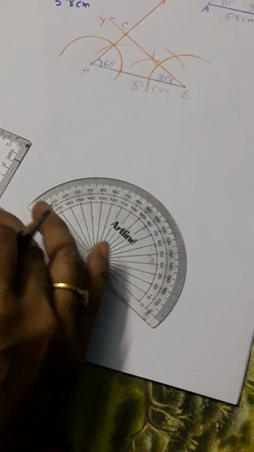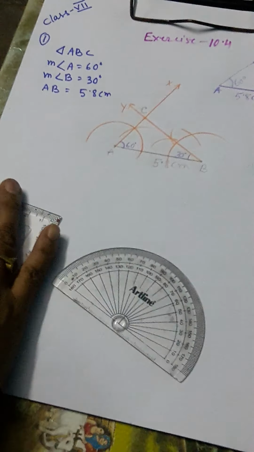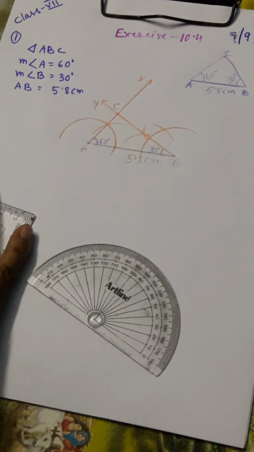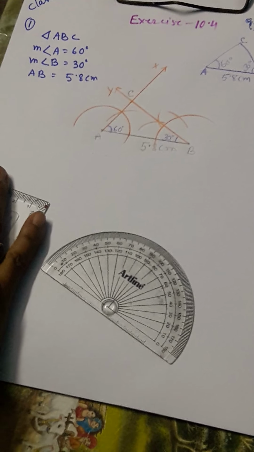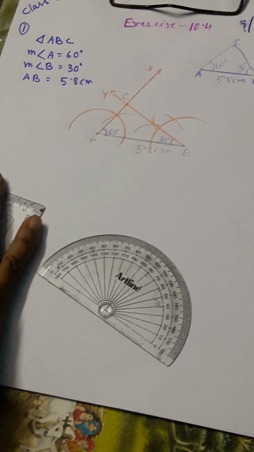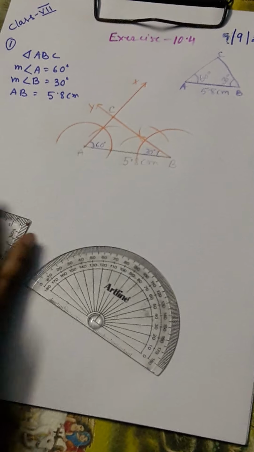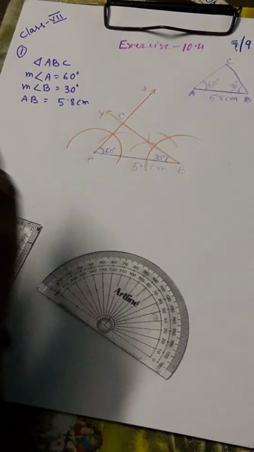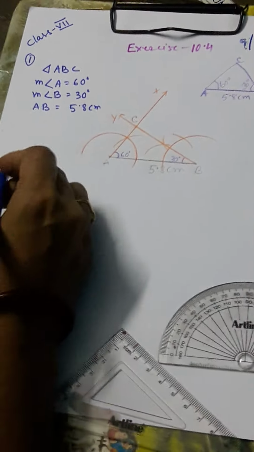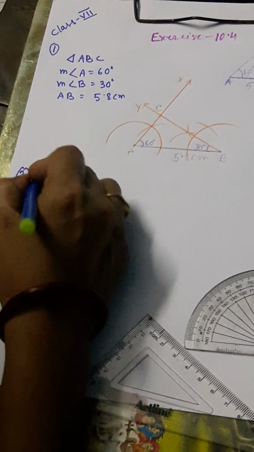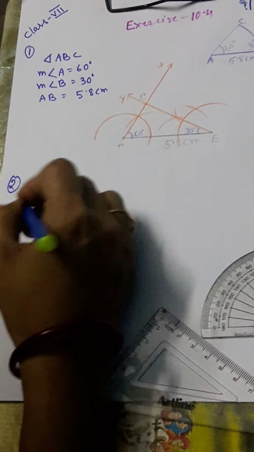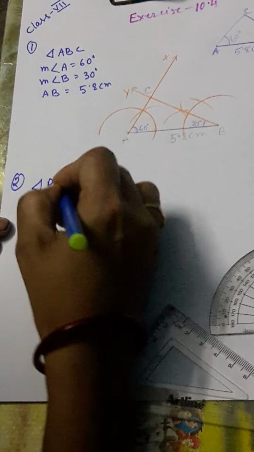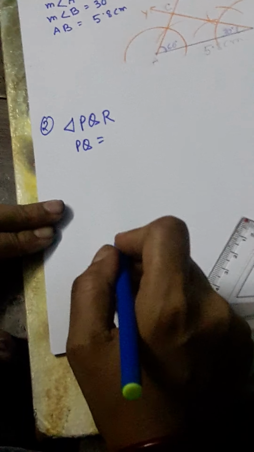Let's come to the second question. Here in the second question you are asked to construct triangle PQR if PQ equals 5 centimeters, measure of angle PQR equals 105 degrees, and measure of angle QRP equals 40 degrees. Okay, let's write. The parameters have been given for constructing the triangle. So question number 2: the triangle is PQR. Then PQ is given as 5 centimeters.